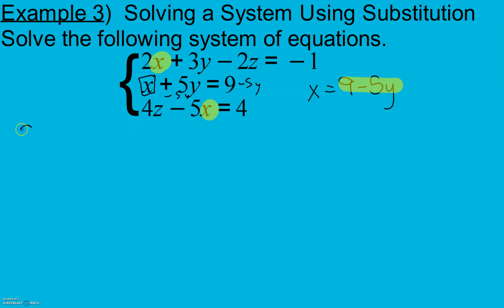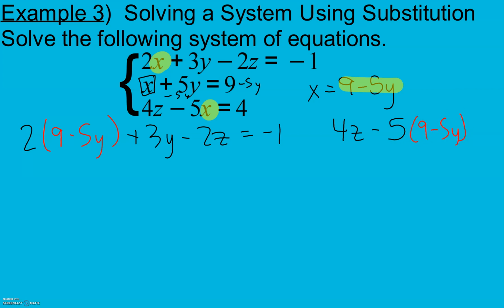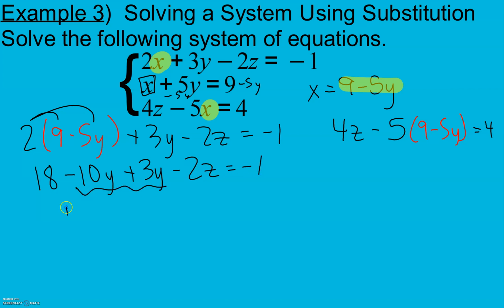So I have 2 times x. X here is 9 minus 5y plus 3y minus 2z equals negative 1. And my second equation, I have 4z minus 5x. And remember that x is going to be 9 minus 5y, and that equals 4. I'm going to simplify my equations here. I'm going to distribute. Combine my like terms.